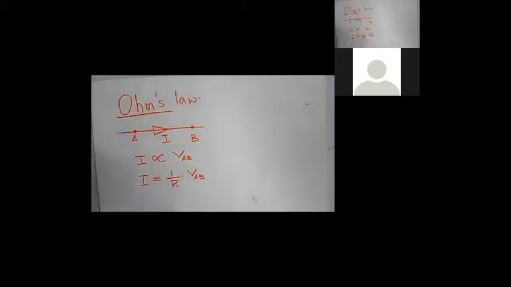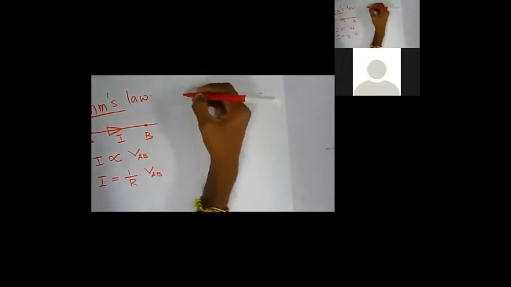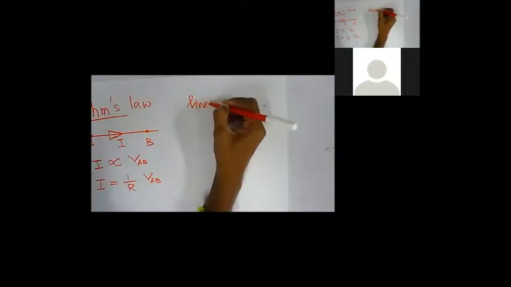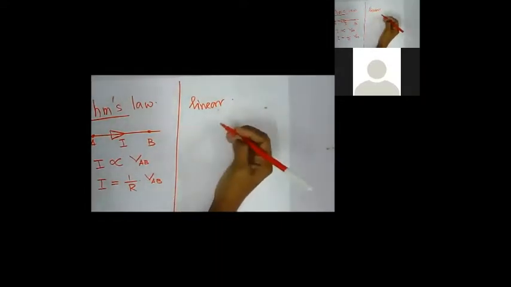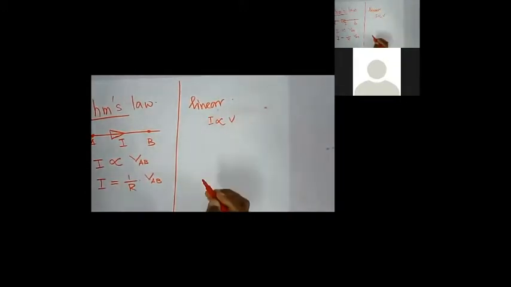Okay, so we have two types of electrical components. We could call them linear and non-linear. Linear electrical components are the components which obey Ohm's law. So whenever you have I proportional to V in any component, you could say that they are linear components.